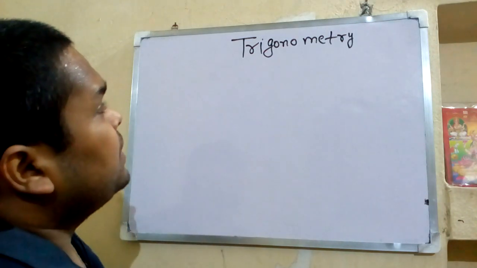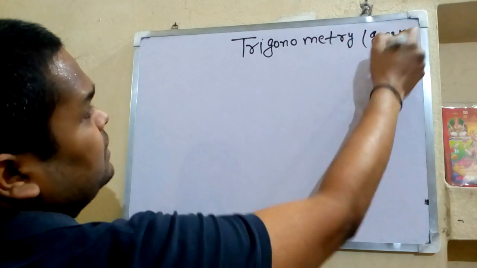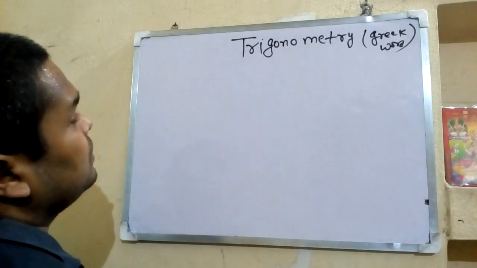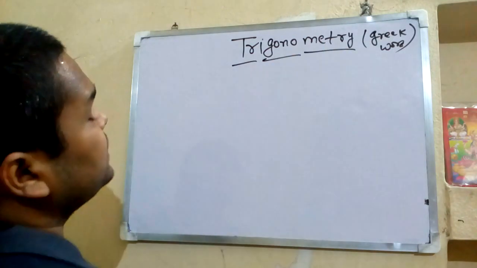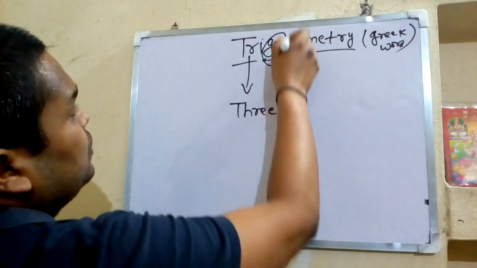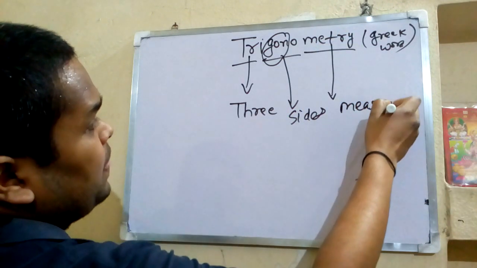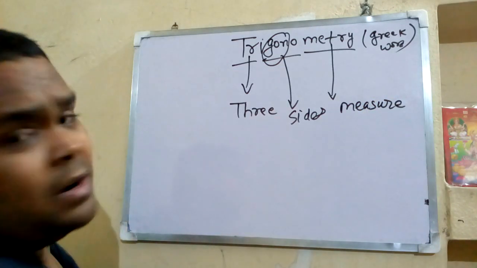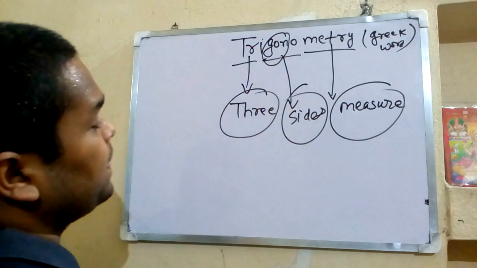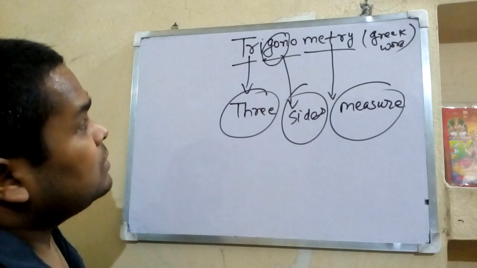Before going to define trigonometry, trigonometry is a Greek word. It is a combination of three words. Observe here, trigonometry. Tri means three. Gon means sides, and metry means measure. Okay, my dear student, trigonometry is a combination of three words: tri means three, gon means side, metry means measure. Now I have defined the term trigonometry.